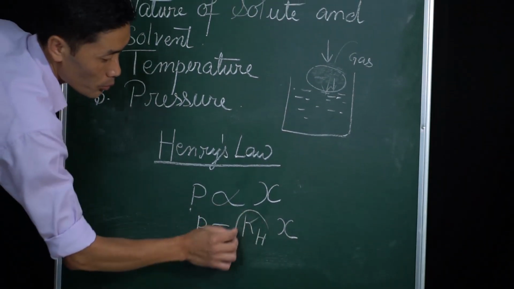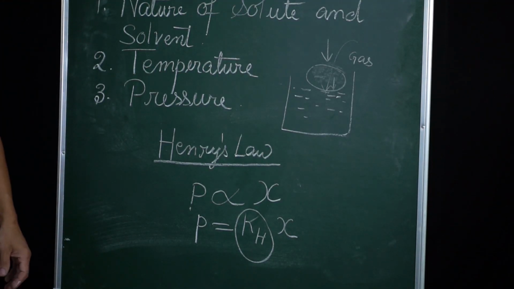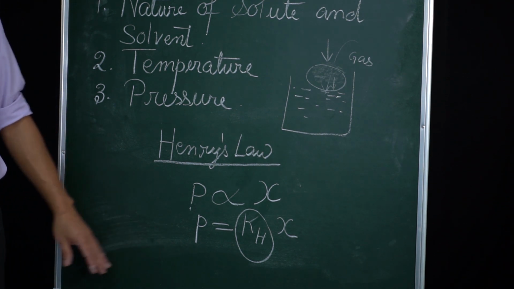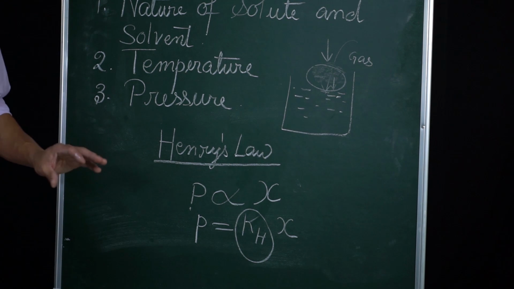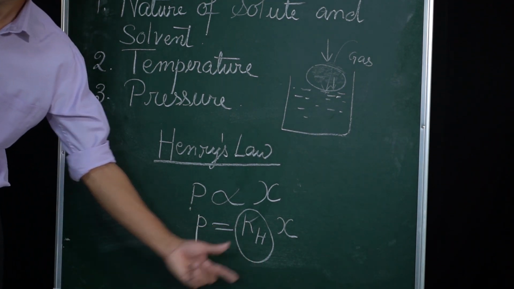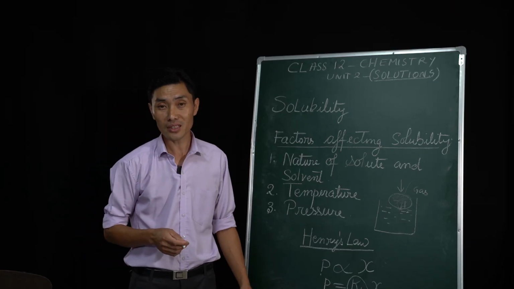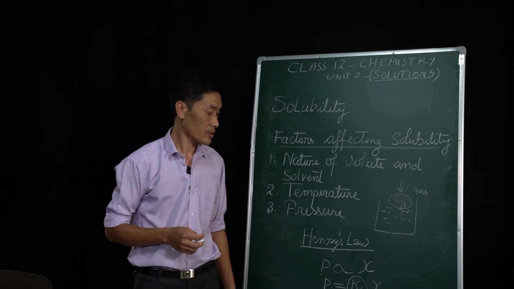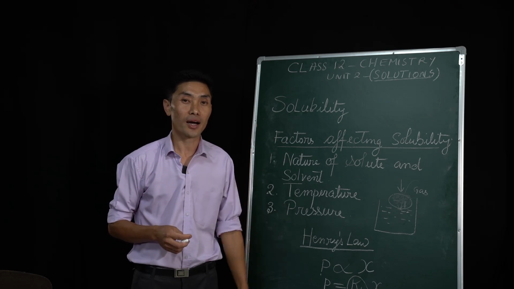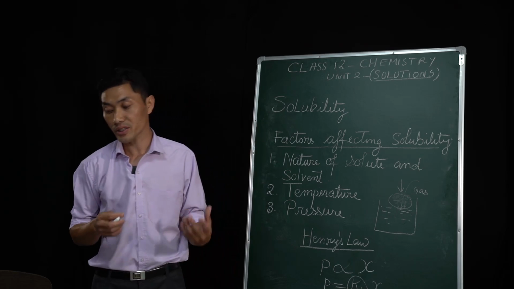The constant of proportionality that we use here, Kh, is called Henry's law constant. Now it is found that the value of Kh is different for different gases at the same temperature. So this implies that Kh, the Henry's law constant, is a function of the nature of the gas. That means at a given temperature, different gases will have different values of this constant depending on their nature.